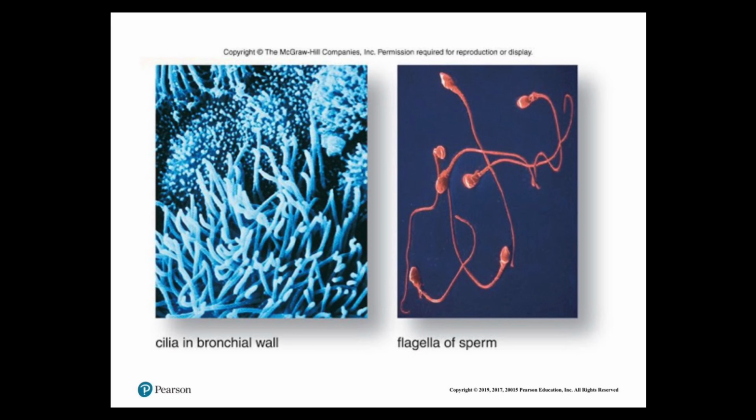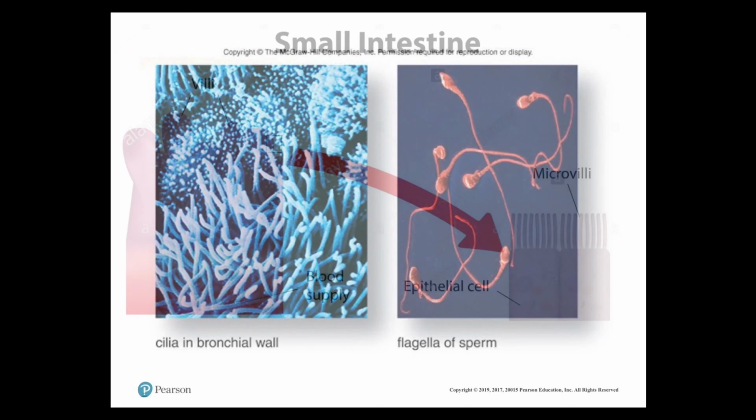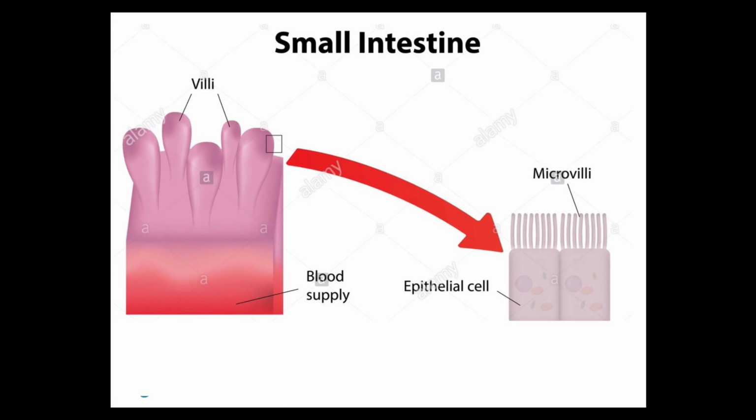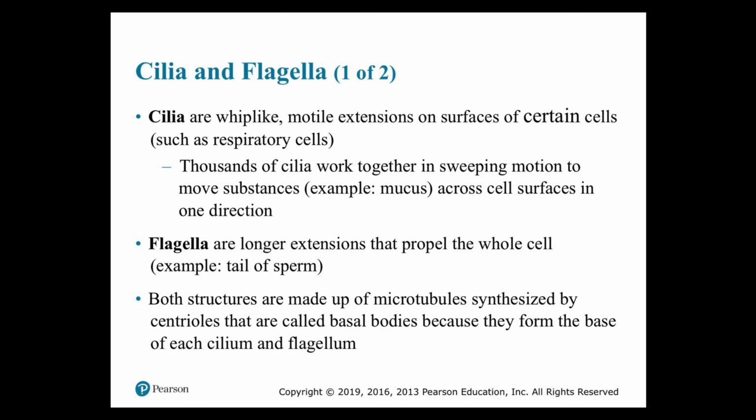The figure on the left shows cilia in the walls of the bronchi, and on the right, the figure shows the flagellated sperm. This figure shows a section of the small intestine, so you can see the villi, and if you magnify a small section of the villi, you can see that there are microvilli for increased digestion and absorption of nutrients. Let's look at cilia and flagella a little more closely.